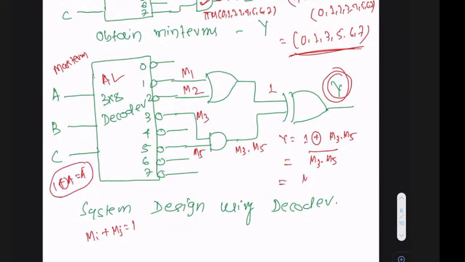So this is equivalent to max term 3 complement times max term 5 complement using De Morgan's law. You know the complement of max term i is min term i, and the complement of max term j is min term j. So max term 3 complement gives min term 3, and max term 5 complement gives min term 5. So what are the min terms of y? The min terms are 3 and 5. Are you getting the same answer?